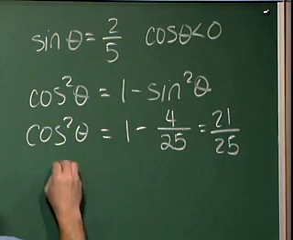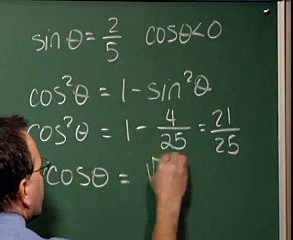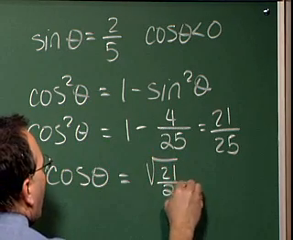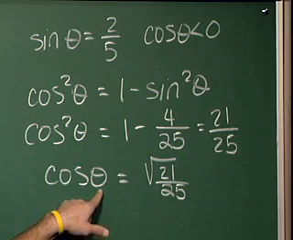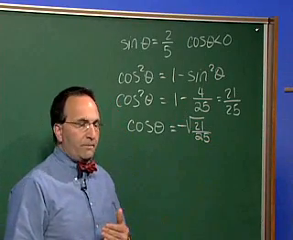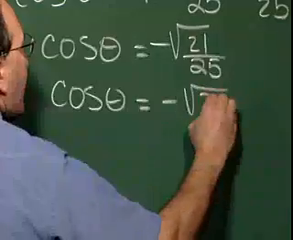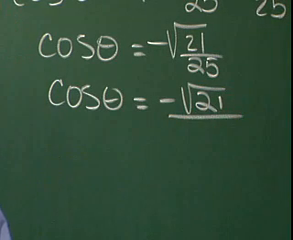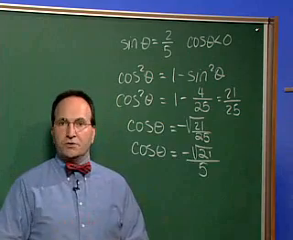We take the square root of both sides. We have cosine theta is equal to the square root of 21 over 25. But again, cosine theta has to be negative, so it's the negative value of that square root. Let me simplify that one further step and write it as negative the square root of 21 over 5. So we now have both sine theta and we have cosine theta.